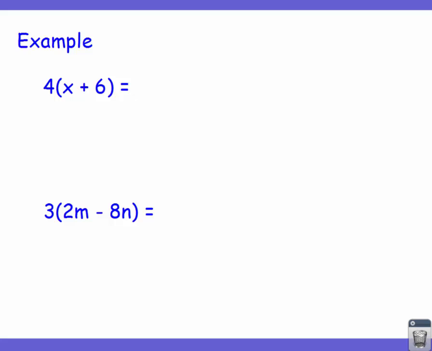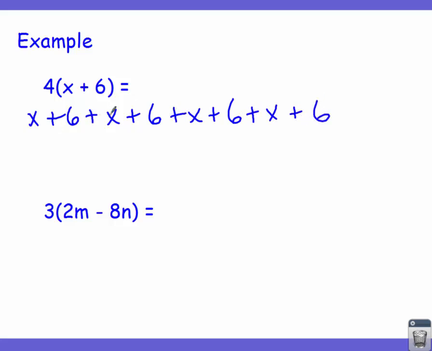So here's our first one. It says 4 parenthesis x plus 6. Well, what this really means is I've got 4 of these x plus 6's. So if I had x plus 6 and x plus 6 and x plus 6 and x plus 6, I had 4 of those. I can now, like we did in the earlier problems, combine like terms. I have 1, 2, 3, 4 x's.